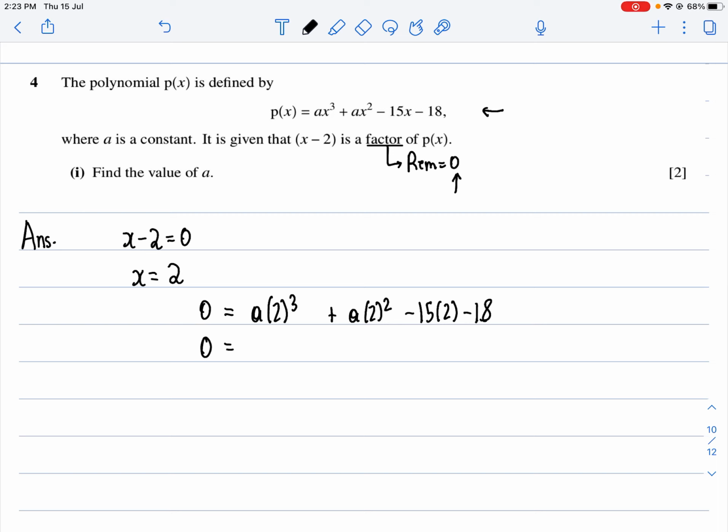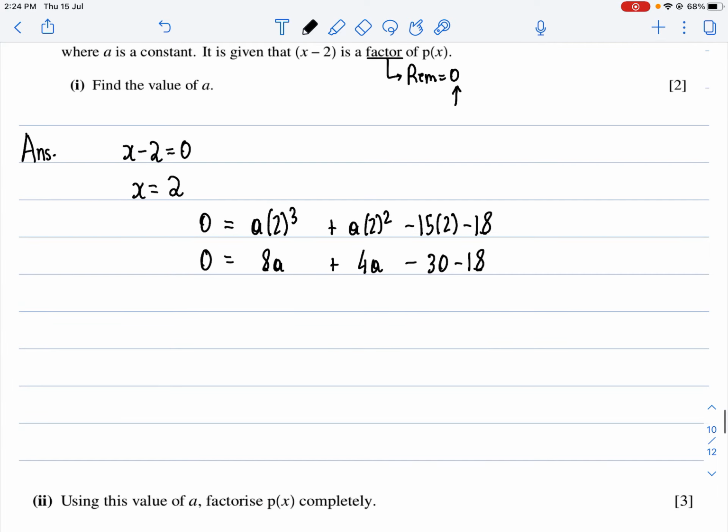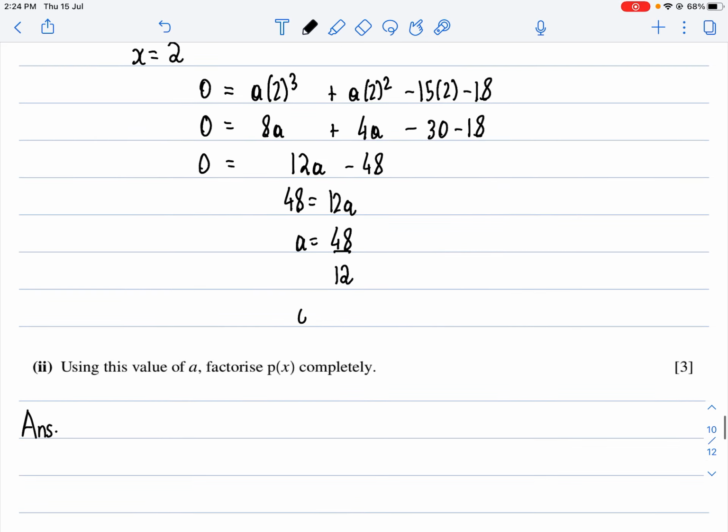So I equate this to 0. So I get 0 equals 2 cube. What is 2 cube? It's basically 8. So I write 8a plus 4a minus 30 minus 18, which gives me 0 equals 12a minus 48. So I get 48 equals 12a. So I get a as 48 over 12. Now 48 over 12 gives me a as 4. Agreed? This is what I get.